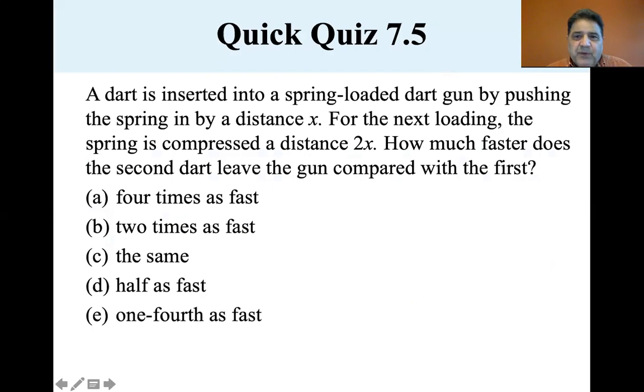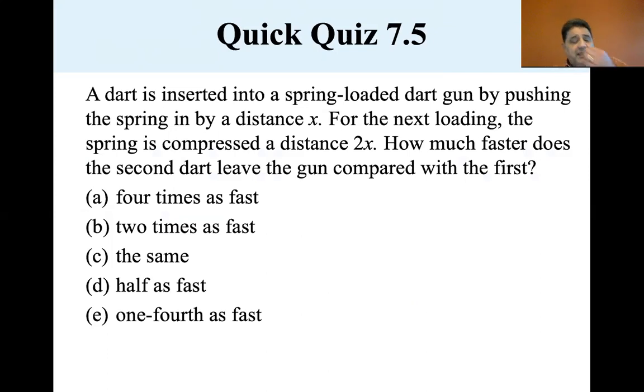Okay, a dart is inserted into a spring-loaded dart gun by pushing the spring in by a distance x. For the next loading, the spring is compressed a distance 2x. How much faster does the second dart leave the gun compared with the first? Is it 4 times as fast, 2 times as fast, the same, half as fast, or 1/4 as fast?